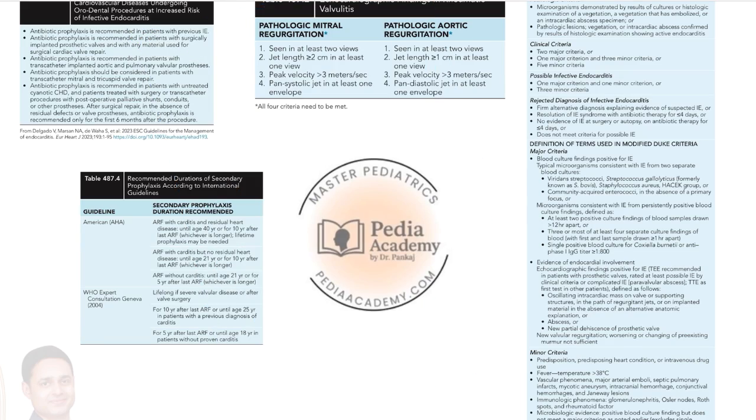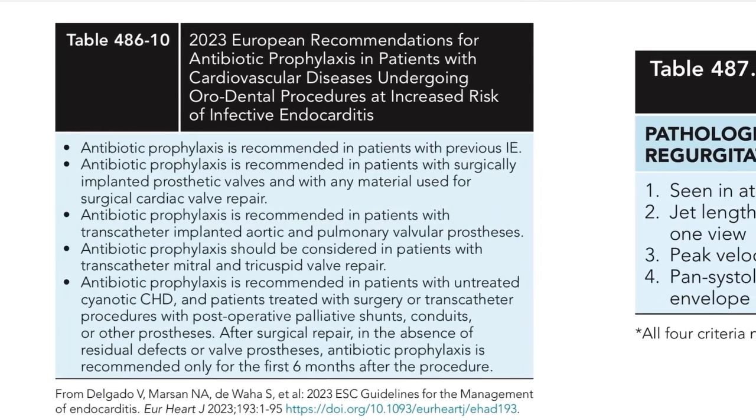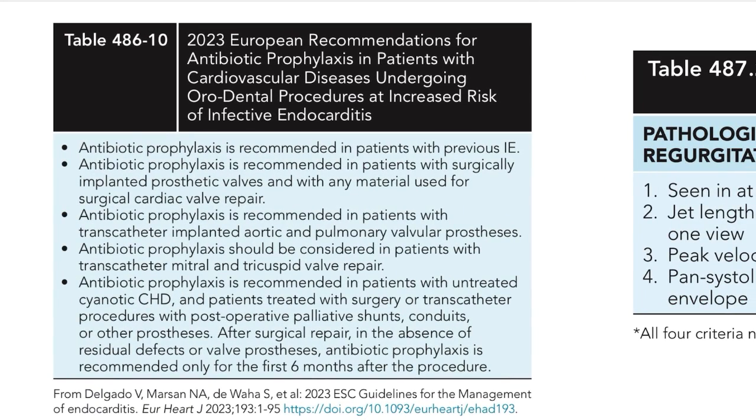Without further delay, we will discuss the 2023 European recommendation of antibiotic prophylaxis in patients with CVS disease undergoing orodental procedures at increased risk of infective endocarditis. Basically, these are dental procedural guidelines of IE. So, antibiotic prophylaxis is recommended in a patient with previous infective endocarditis. If any patient has had previous infective endocarditis, yes, you have to give prophylaxis.